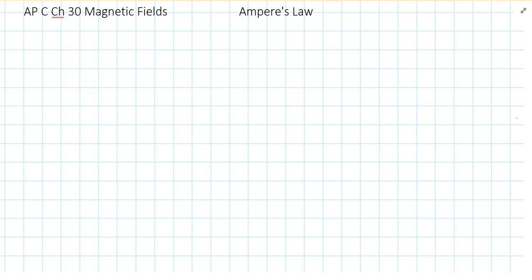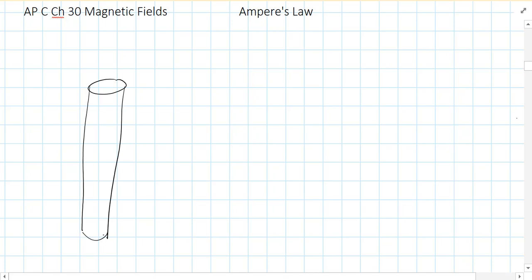Okay, so I'm going to use Ampere's law and do an example at the same time. So imagine that we have a wire, and I'm going to make it nice and like a magnified version of it so we can see it. So there's our wire, and let's say we're carrying current that way. Okay, so that's our current.